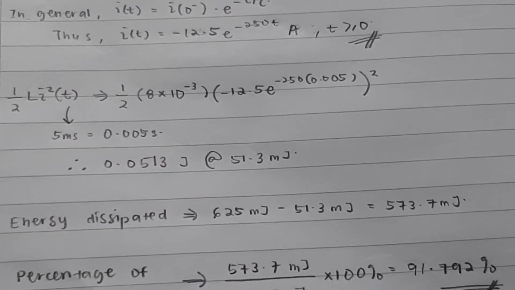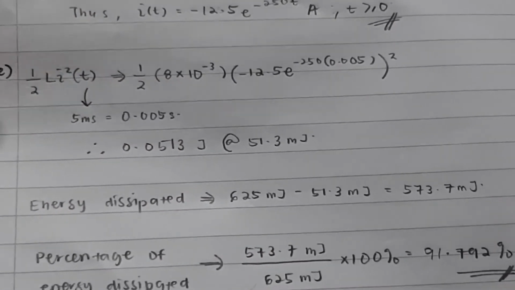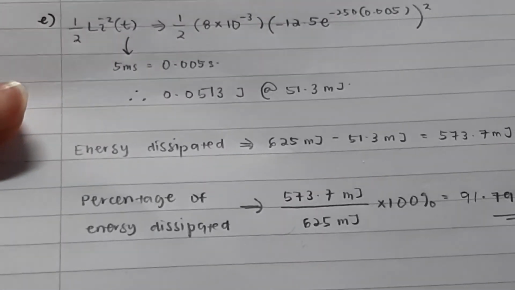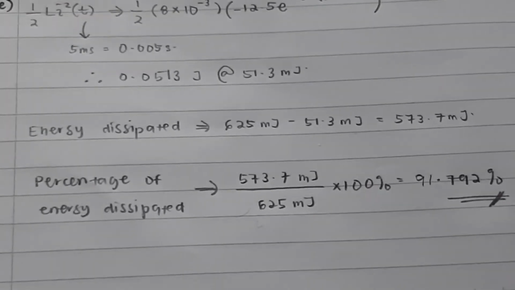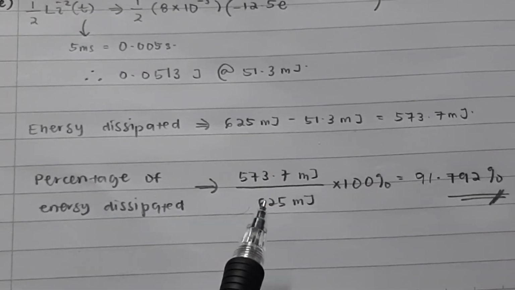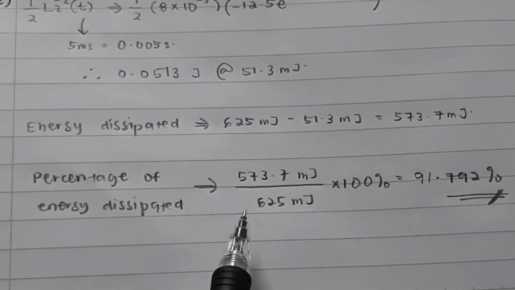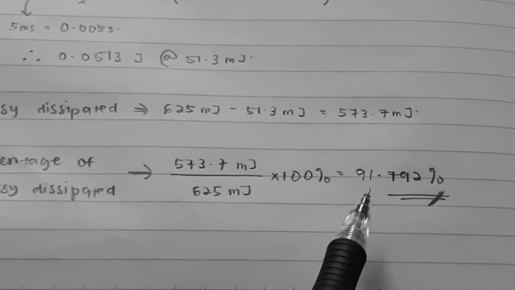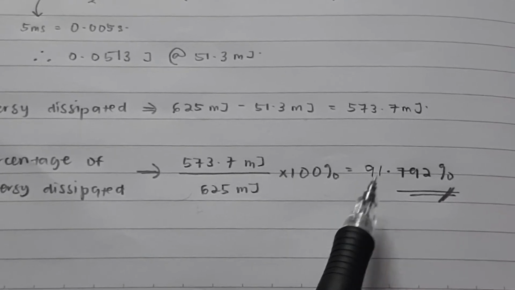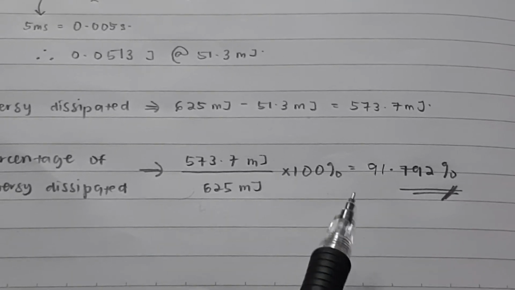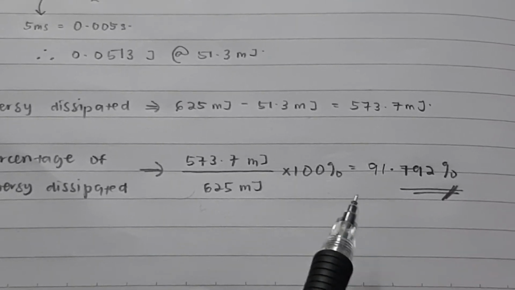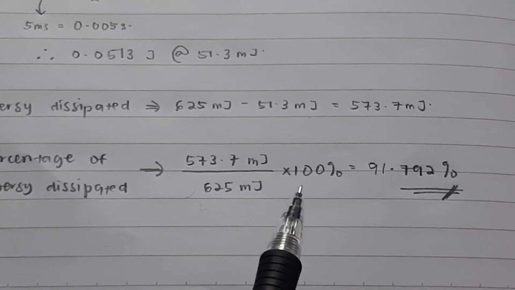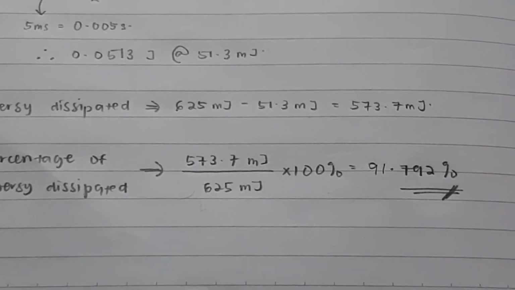But the question asks for the percentage. So easy, just put 573.7 millijoule over 625 millijoule times 100%. We will get the final answer of 91.792%, or 91.79%, or 91.8%. So that's all for the calculation.